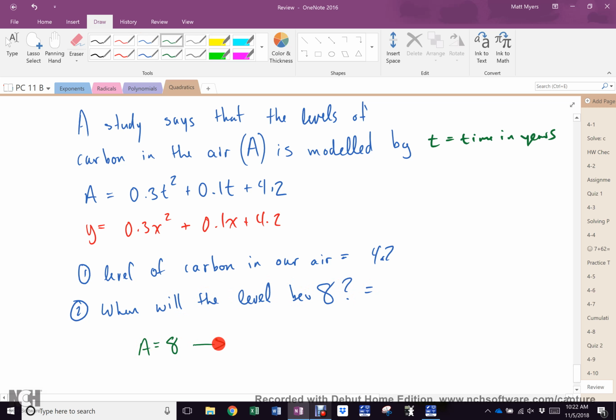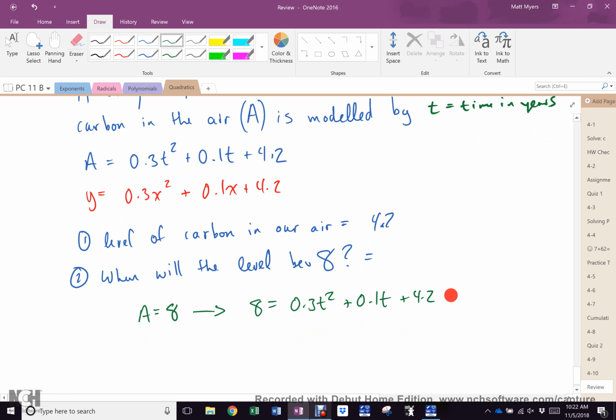So what does my equation look like? 8 equals 0.3 t squared plus 0.1 t plus 4.2. How can I solve that? If you're not going to use a graphing calculator, this has to be the quadratic formula, doesn't it? Is it in quadratic formula form? Yeah, almost. What's got to move? The 8's got to come over here. And what will happen to it? What will it become, Burke? Negative 8. So it will be 0.3 t squared plus 0.1 t minus 3.8, right?